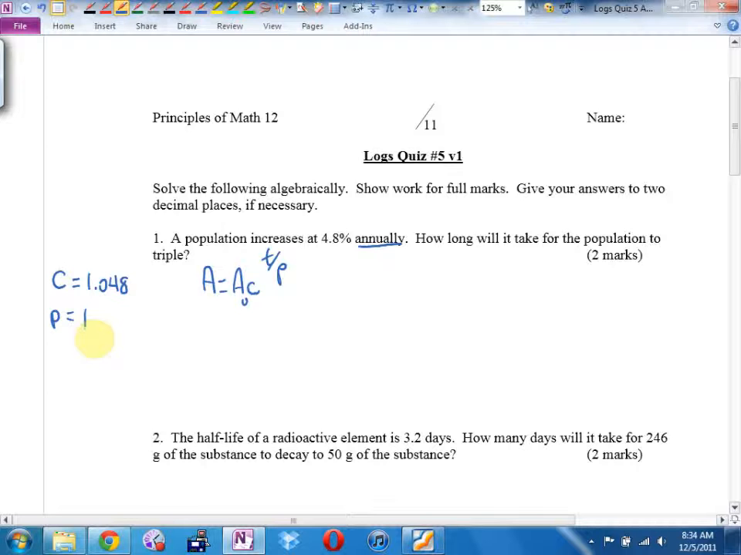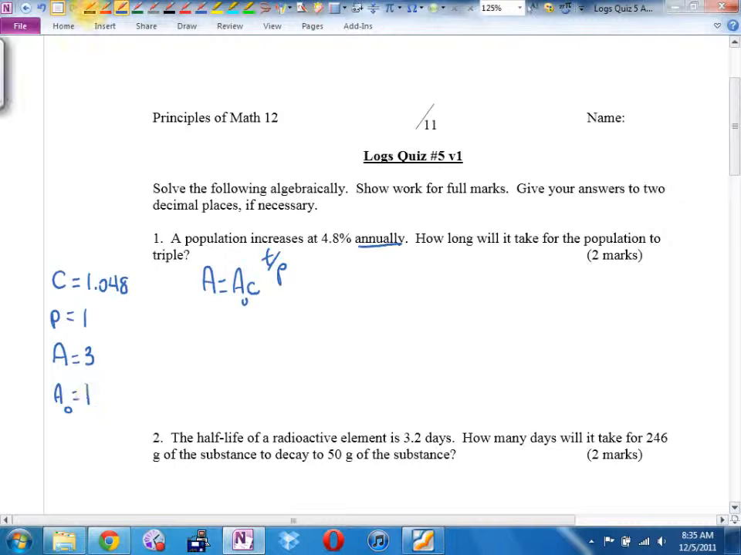They didn't tell me my final and initial. Well, they did. They want the population to triple. I'm going to let my final population be 3 and my initial population be 1. Or you could let the final be 6 and the initial be 2, or the final be 3 million and the initial be 1 million. But regardless, I always pick the simplest one.